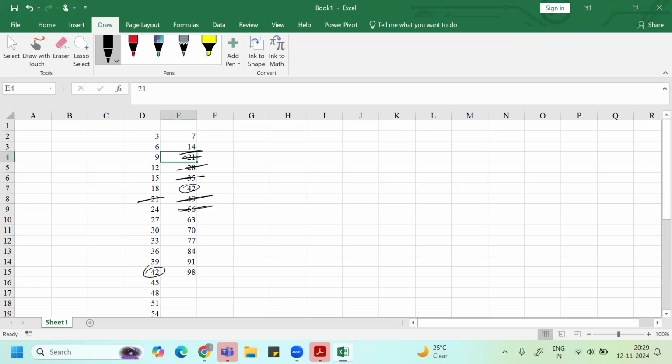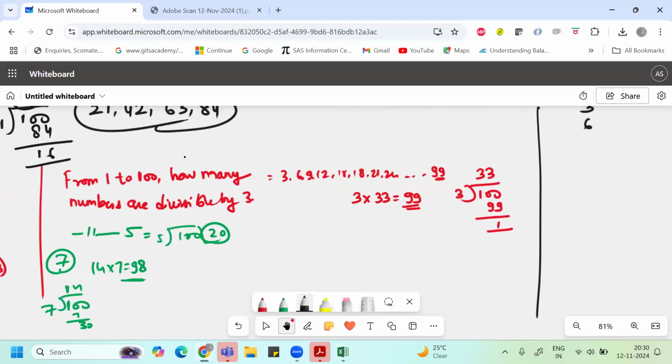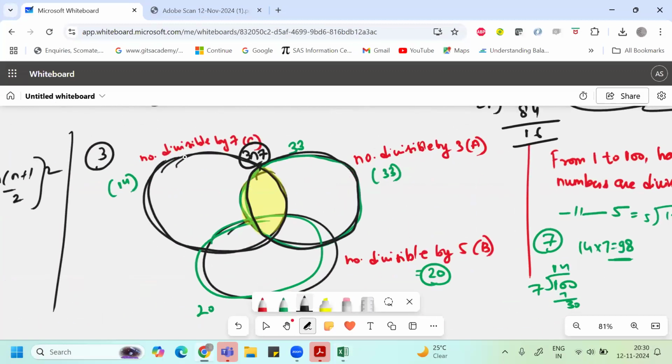63 will come in the 3 table, yes. I hope you guys are getting. Then 84 will come. And the total numbers which are common between 3 and 7, what you can do? You just find the LCM of 3 and 7. Since the LCM of 3 and 7 is 21, how many numbers would be divisible by 3 and 7 together? That would be 4 numbers.